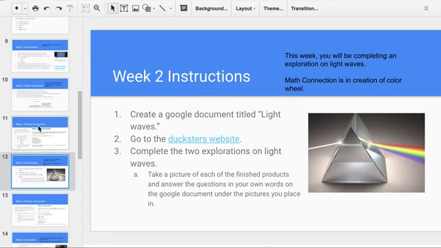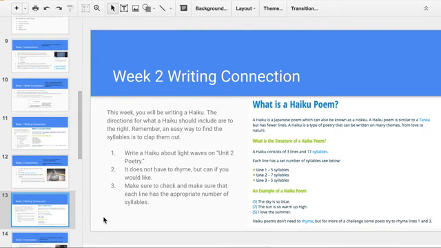Going back to the presentation, after that you're going to go into your writing connection. Your writing connection this week is going to be a haiku. For those of you that were in the Eagles literacy class, we talked about syllables last week, but if you weren't, a haiku is going to look at different syllables, and a syllable is the number of vowels in a word that create a sound.